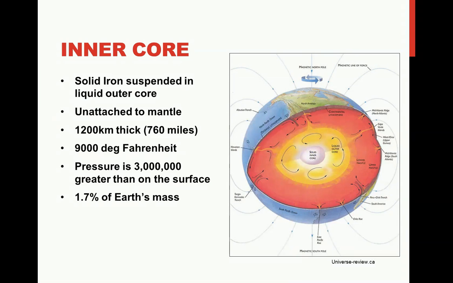And finally, we have the inner core. The inner core is solid iron suspended in the liquid outer core. It's the only layer that's unattached to the mantle. The inner core is 1,200 kilometers in thickness and has a temperature of 9,000 degrees Fahrenheit. Amazingly, the pressure here is 3 million times greater than that on the surface of the Earth. And finally, the inner core makes up 1.7% of the Earth's total mass.